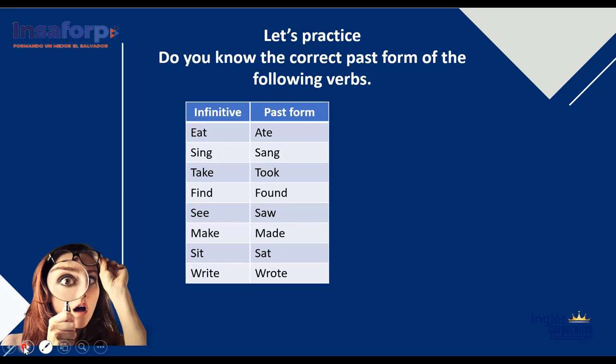Eat, ate. Sing, sang. Take, took. Find, found. See, saw. Make, made. Sit, sat. Write, wrote. Okay, ¿los dijeron correctamente? I hope you did. Look at this. Este es el que probablemente más hayamos visto, ¿verdad? Made in China, made in the US. So en la mayoría de productos trae este verbo, ¿verdad? Made, hecho en. Made in Japan, made in El Salvador, and so on.